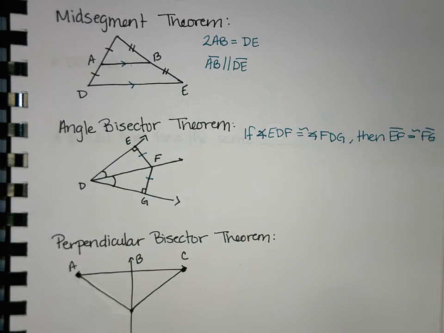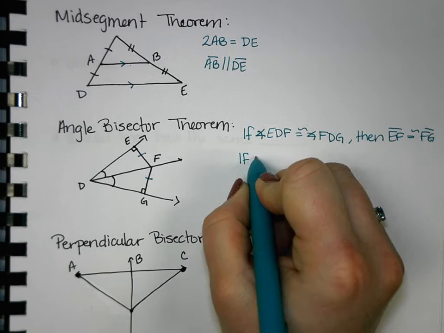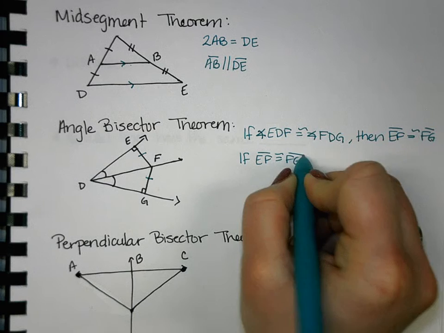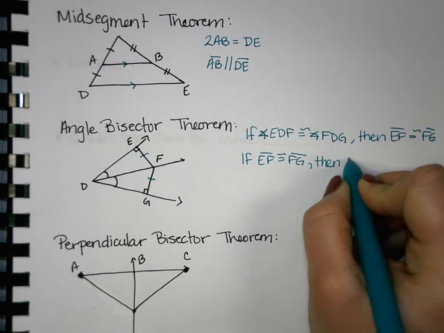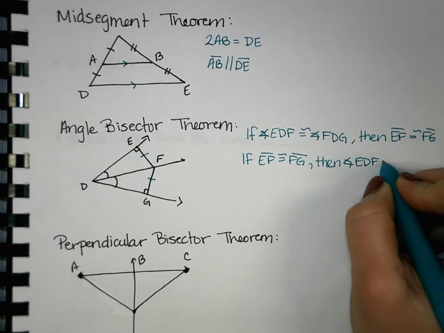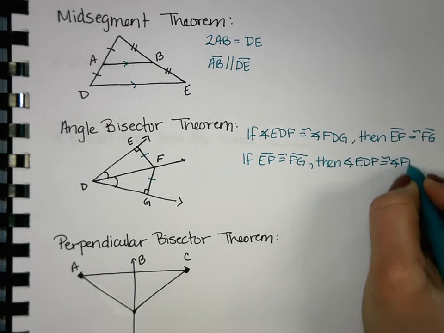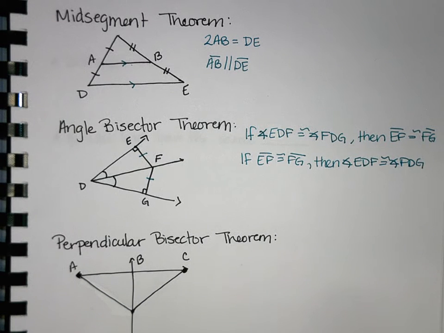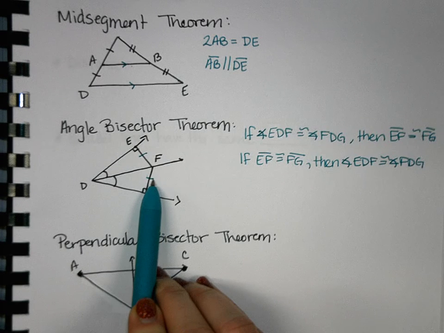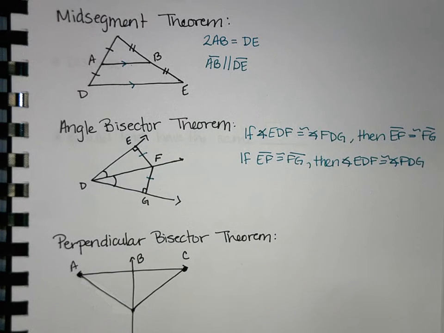And this is one of them that works backwards as well. If EF is congruent to FG, then the two angles will be congruent. Or in other words, you have an angle bisector. So we use this mainly to help us figure out lengths of sides. So usually we're given a picture like this, we're given an expression here and an expression here, and we're asked to solve for x. So we have to know that those two things we can set equal to each other to find that x.